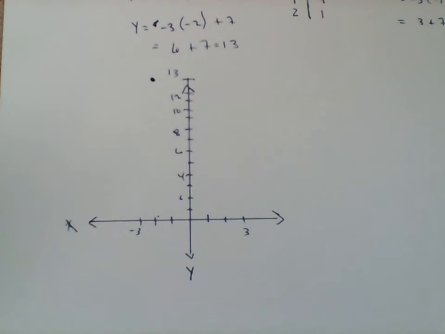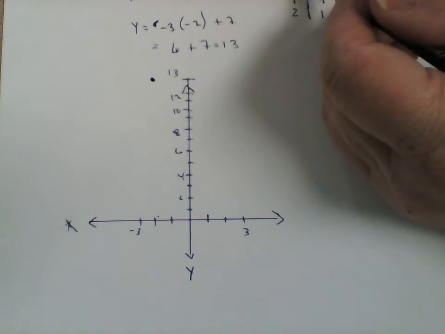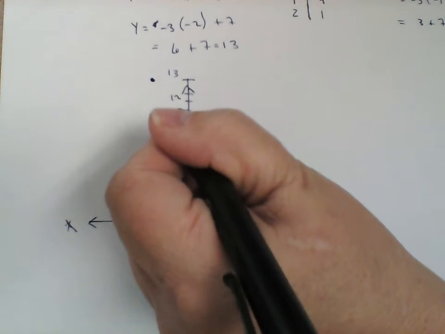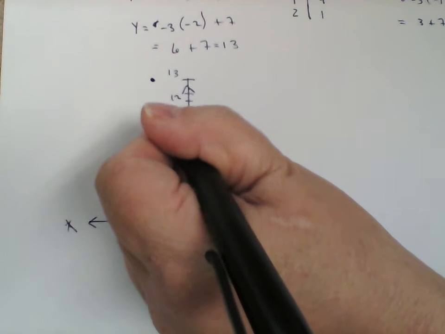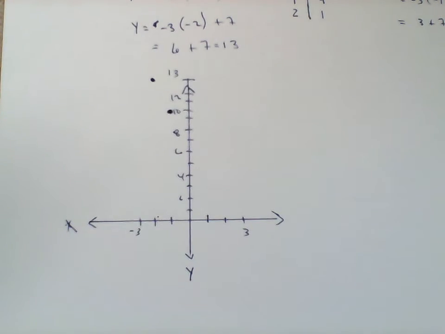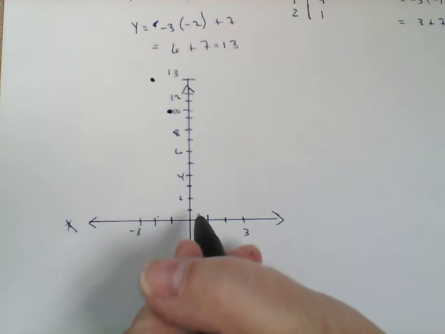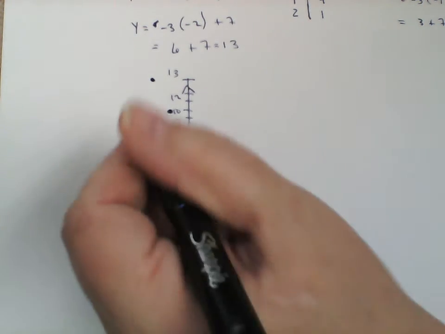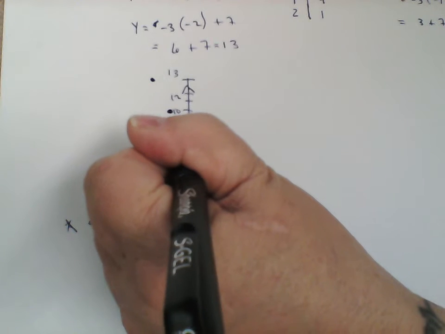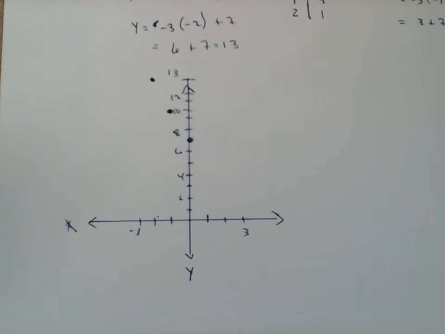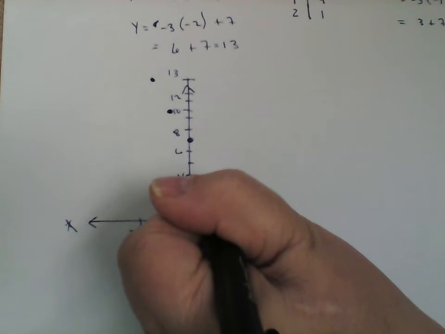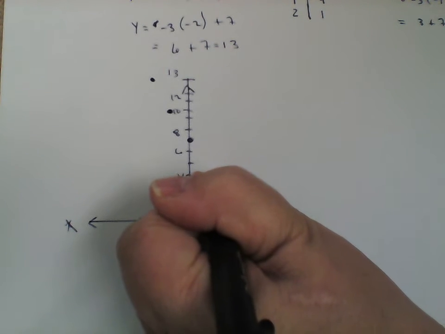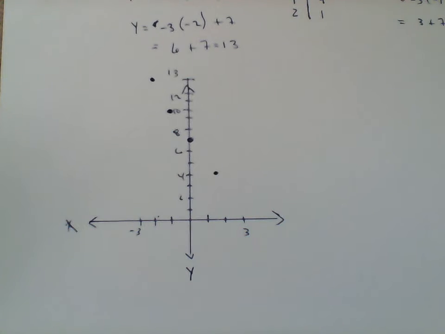My next point we've got is -1, 10. So at -1, I know I have a point right here at 10. Next point we have is 0, 7. Well, 0 is anything that's going to be on this y-axis, right? So my next point is going to be right here on y. Then I have 1, 4. What is that, right about there? And I have 2, 1.